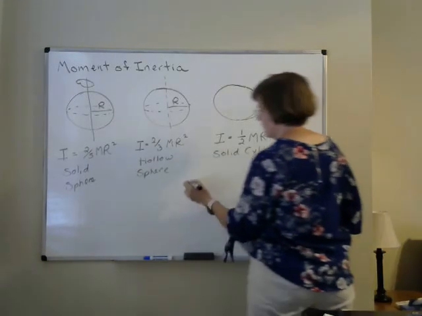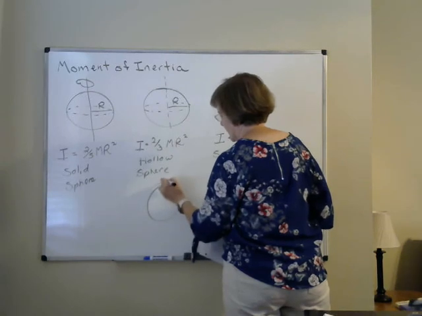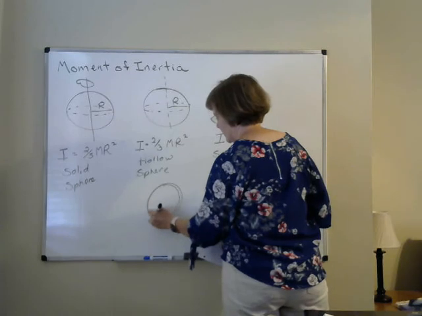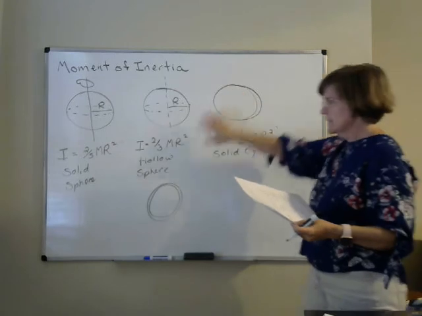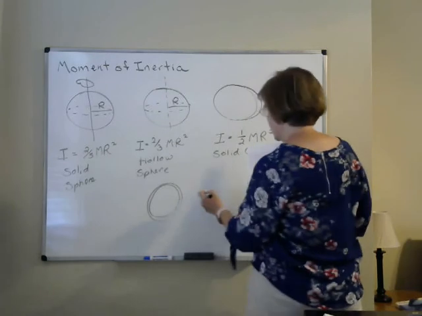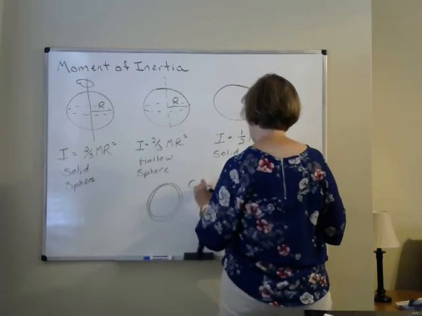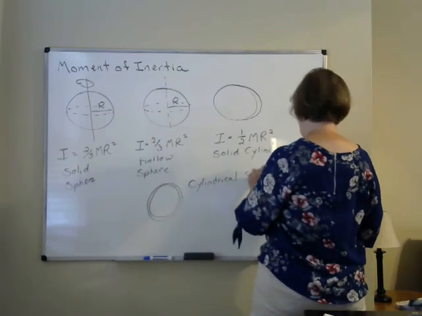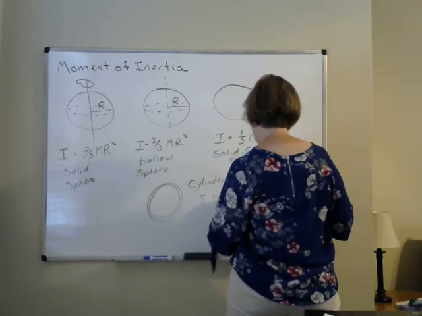And finally, we have what we call a cylindrical shell. This is where you have what essentially looks like a disc, but it's just a ring. So if this looks more like a dinner plate, this looks more like an embroidery hoop. It's just a ring around the edge. And its moment of inertia for this cylindrical shell is I equal mr squared.